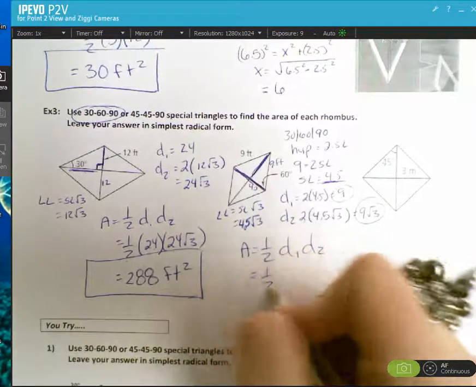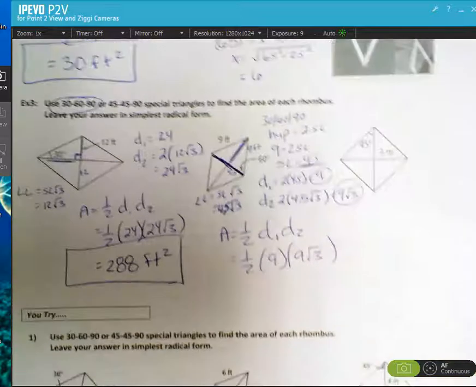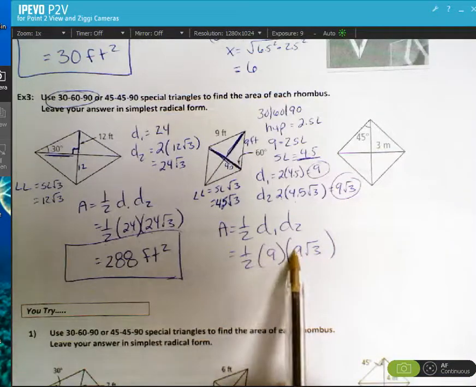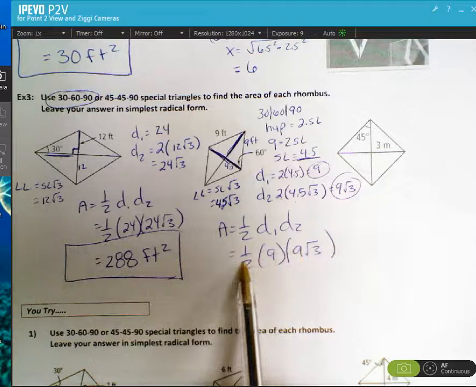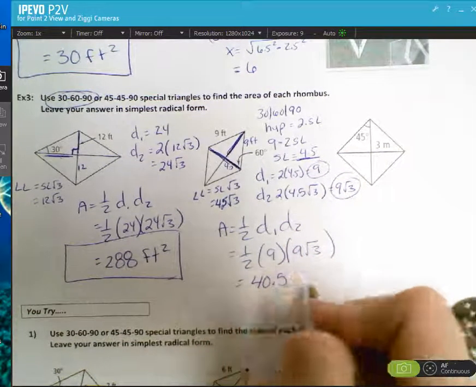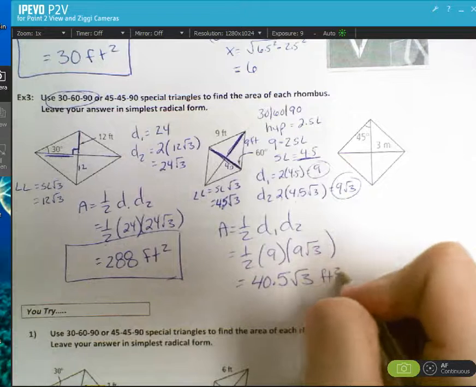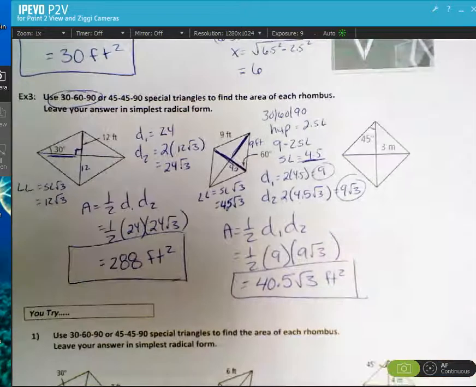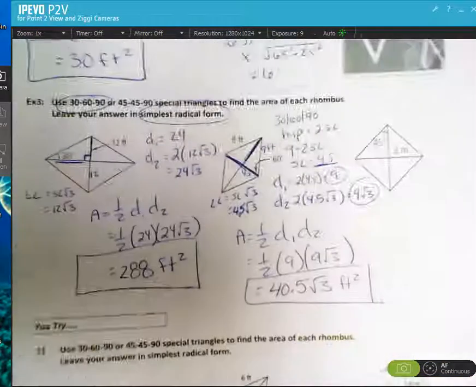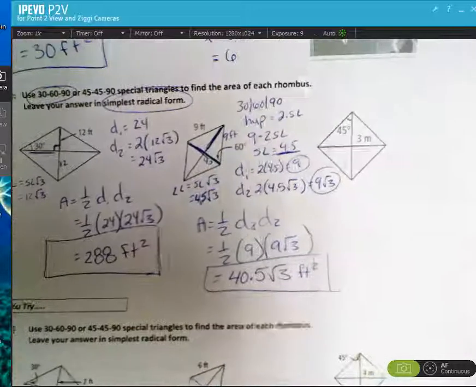I have 2 diagonals now, so we can go find the area. Times 9 rad 3. 1/2 times 9, or 9 times 9 is 81, divided by 2. So we get half of 81, which is 40.5 rad 3 feet squared. That's an exact answer. So when it says to leave it in radical form, then you should leave it in radical form. All right, one more, and then you're going to finish the rest for practice.